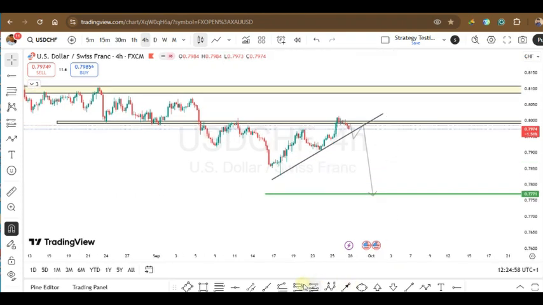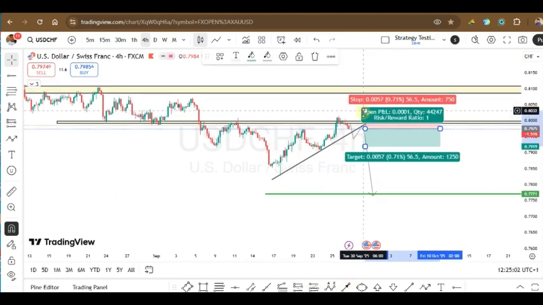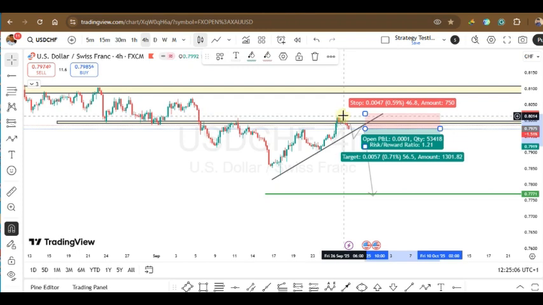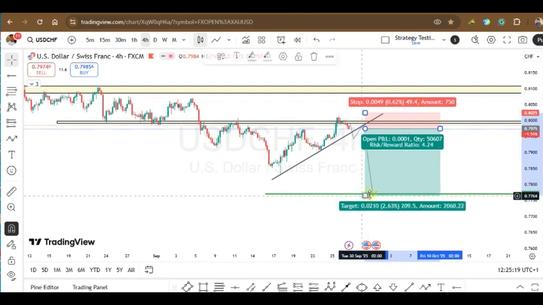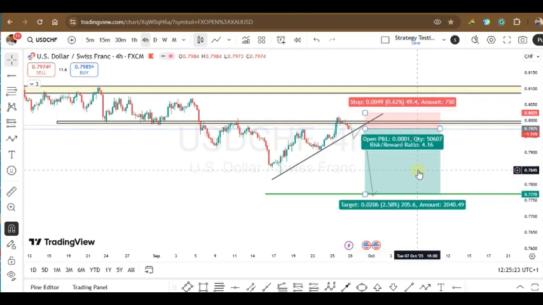So my entry is going to be like this. Entry around there, stop loss above the previous high. This is the previous high. My stop loss will be a little bit above it, like 5 pips to 10 pips above it. This is going to be a 50 pips stop loss. You can see this 50 pips stop loss. Then my target is as much as 1 to 4.16. So I'm risking 50 pips and I'm going for 205 pips.